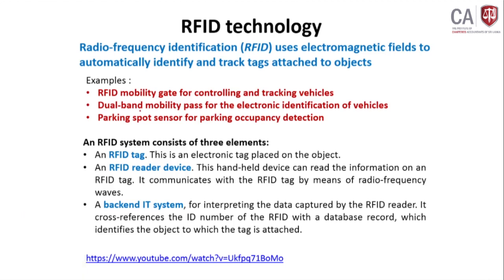When you park that, that parking slot will be identified by the system through the RFID technology. And a dual band mobility pass for the electronic identification of vehicles, a parking spot sensor for parking occupancy detection. So, there are so many examples we can express. Based on the requirement, we can use this RFID technology for various kinds of requirements which you are facing in your life. So, an RFID system consists of 3 elements. What are those 3 elements?